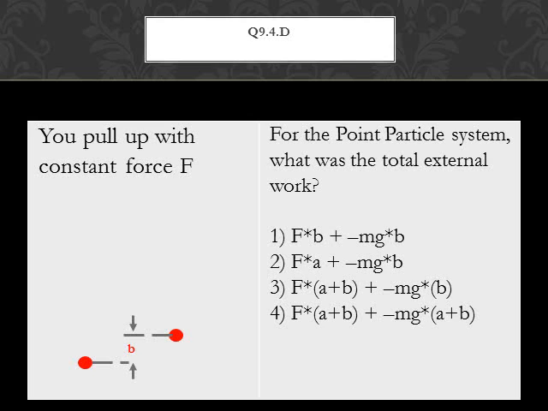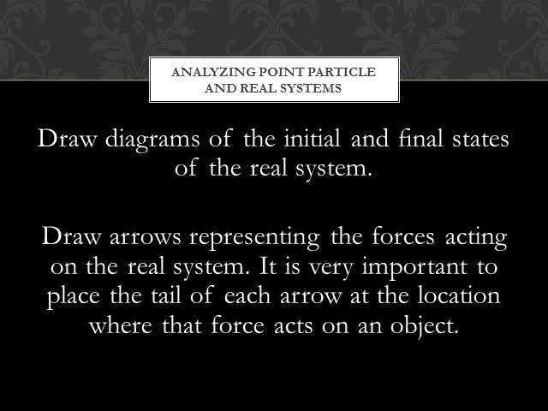So we don't need the picture anymore, we just have a point particle. There's a force pulling up of F, and there's a force pulling down, the weight force caused by the Earth acting on our box. If we calculate the work done by each force, force F moves a distance b, and the displacement is in the same direction as the force, so it's positive. But the weight force is opposite the direction, so that should be a negative sign. So the correct answer should be 1.